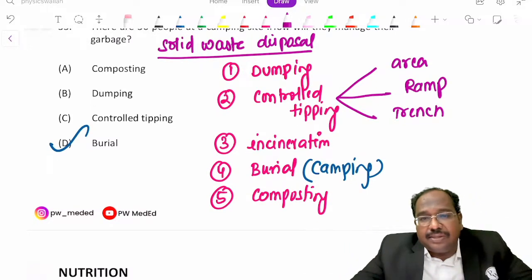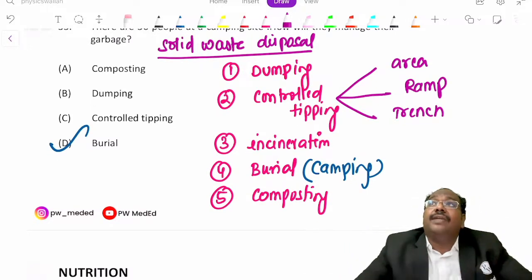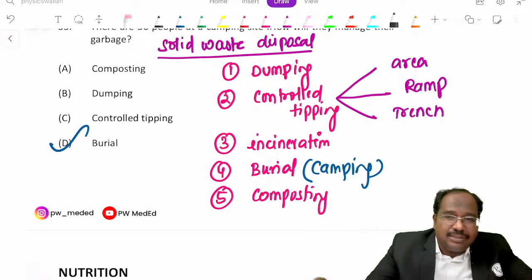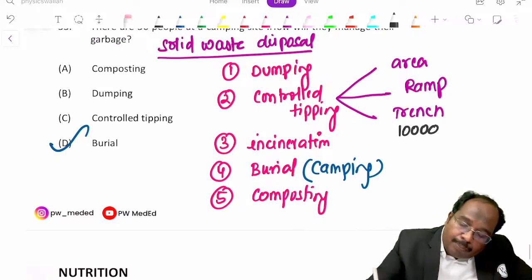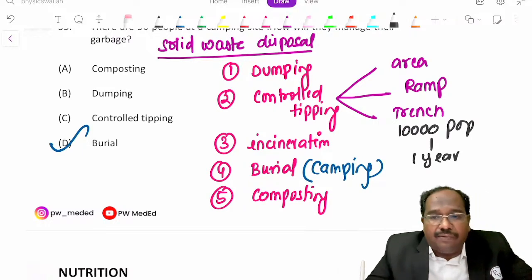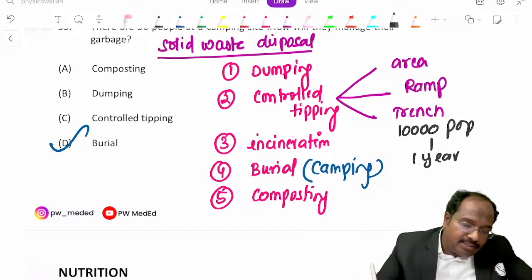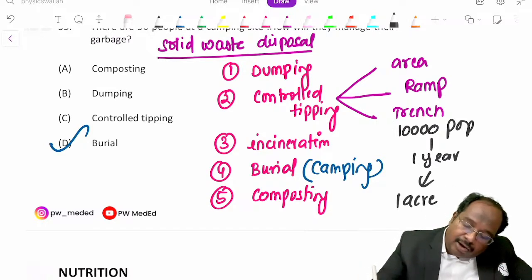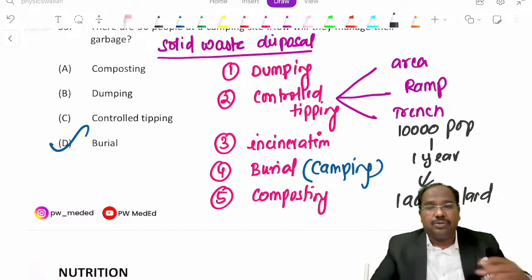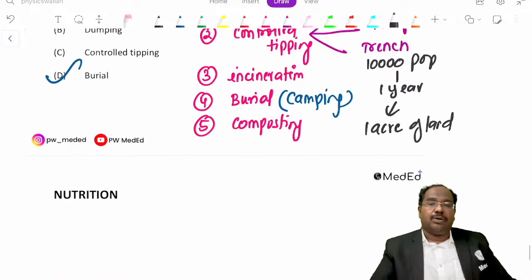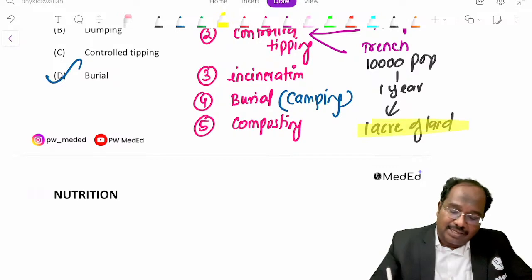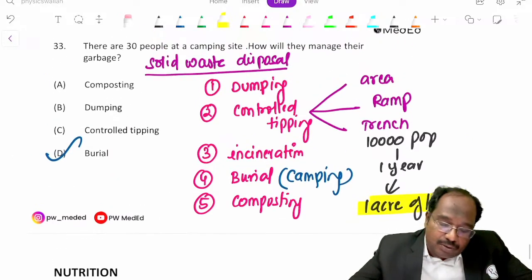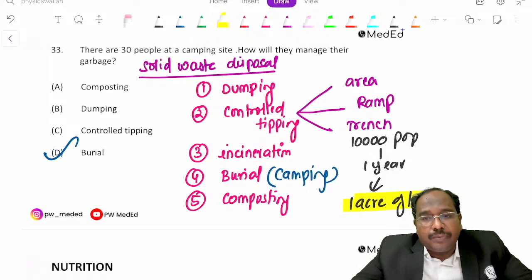A few years back a question was asked on the trench method. This is repeated in your exam as well as the NEET exam. We have a population of 10,000, and for 1 year we want to dispose of the solid waste. How much land is required? One acre of land is required, guys. This was asked actually. It's a direct statement from the book.